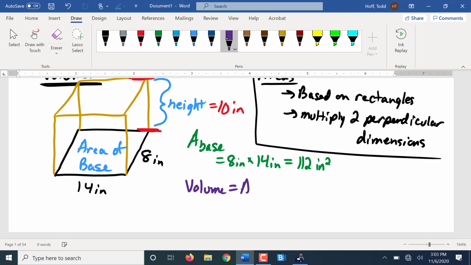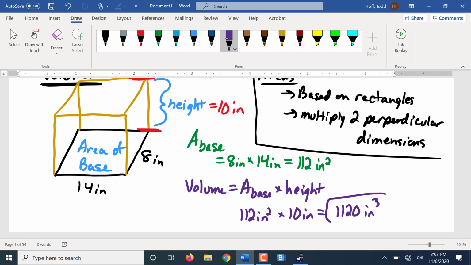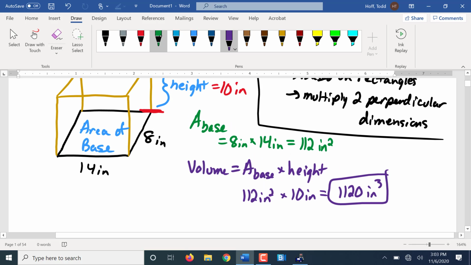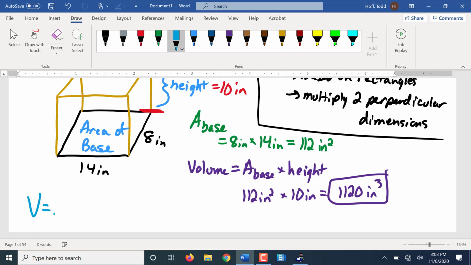So then the volume is the area of that base times the height. So it'll be the 112 square inches of base times that height of 10 inches, which gives us 1,120. Now, square inches times inches is inches cubed. Now, many of you already know that the volume of a box is length times width times height. You've seen that formula several times.